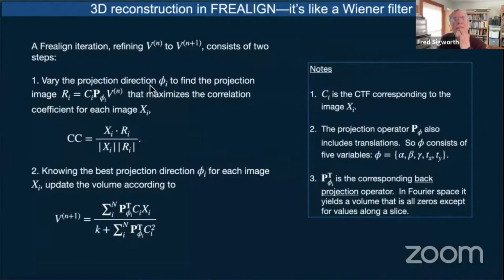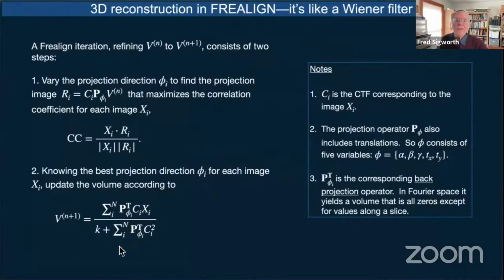First, we vary the projection direction to find the projection image that maximizes the correlation coefficient for each image x sub i. So pixel-wise, I multiply the image and the reference, and I normalize it by the magnitudes of the values in those two, and that gives me a correlation coefficient, and I maximize that, and that defines then my estimate of phi sub i. Then the second step is, knowing this best projection direction, I update the volume in this way.